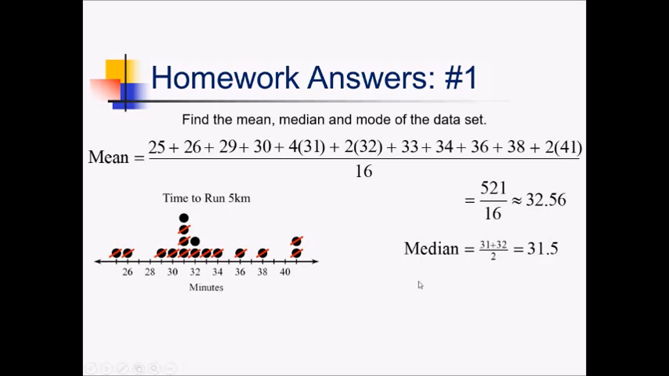Now for the mode, that's the number that appears the most. That's easy to pick out on a dot plot. That's just the one with the most dots, which in this case it looks like that's going to be 31.